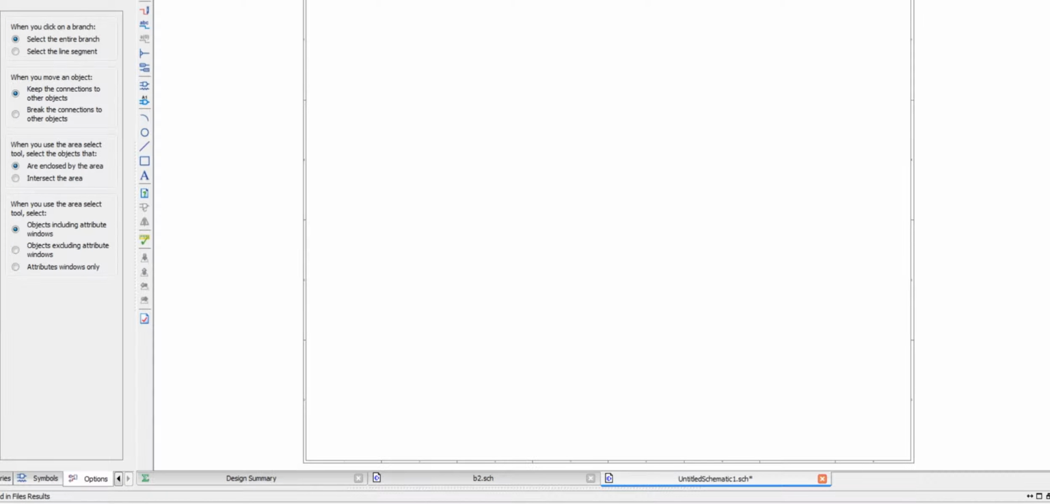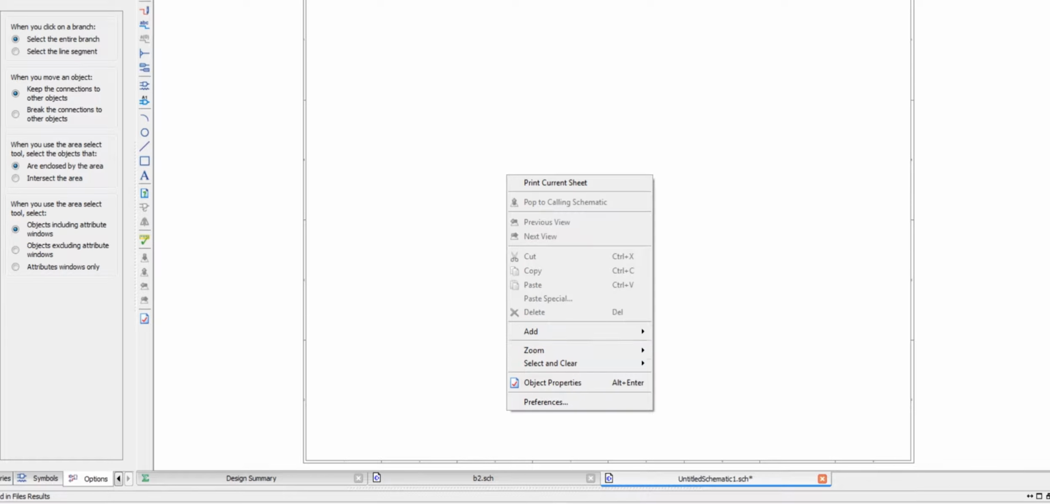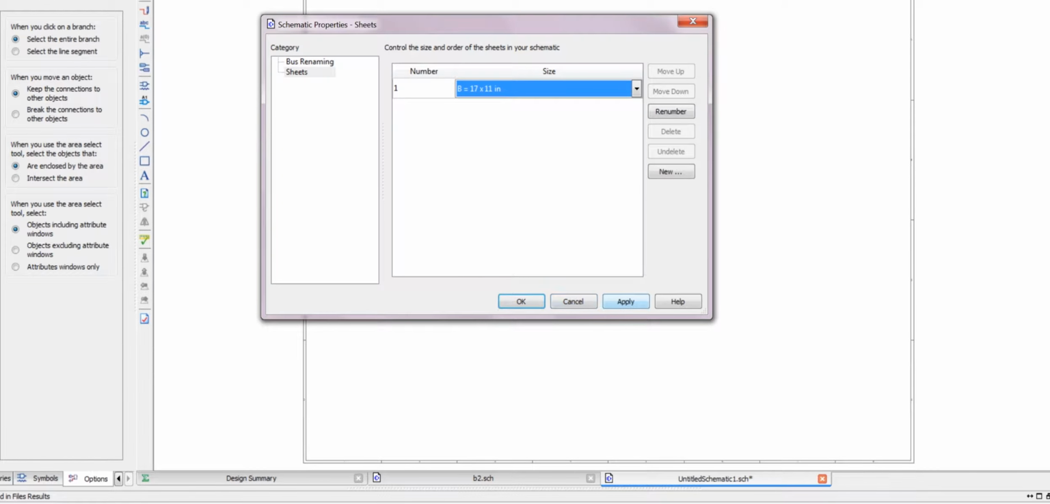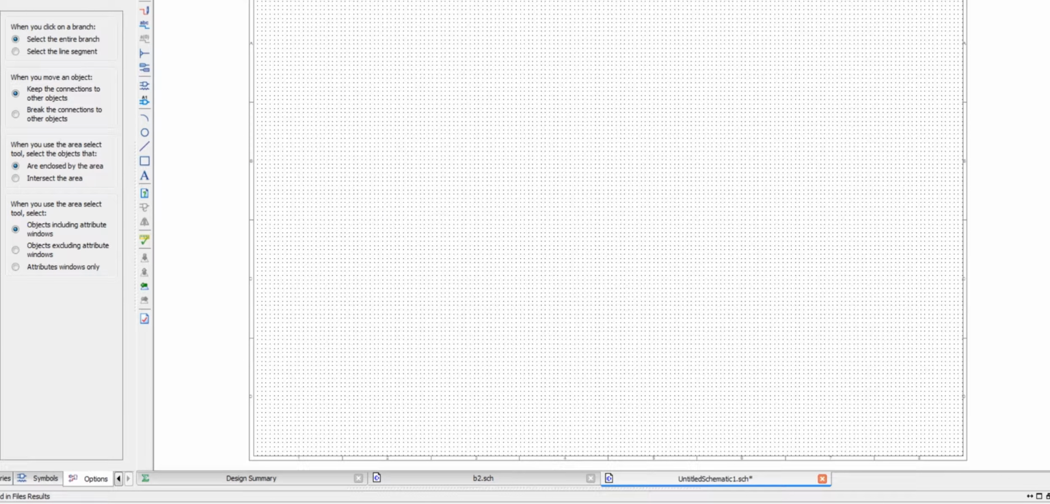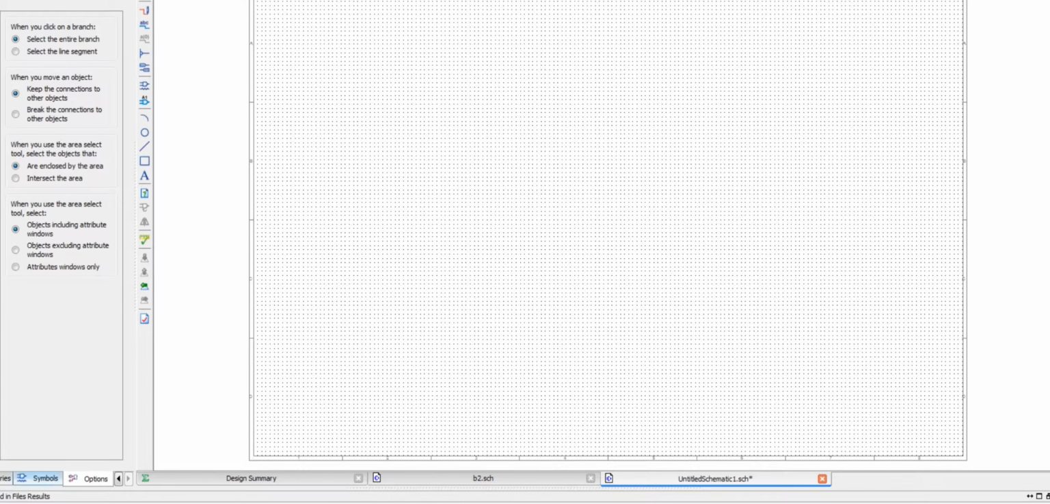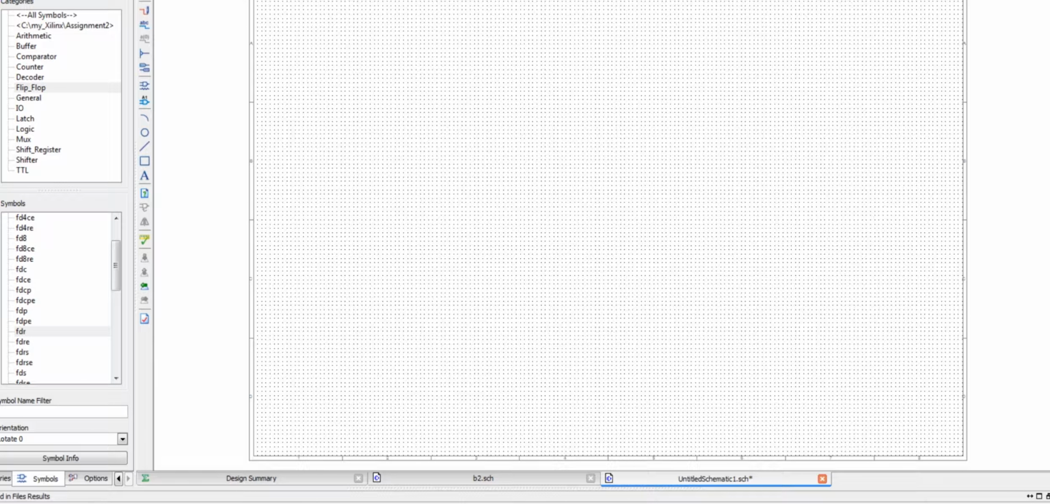In this video, we will see how we can draw our circuit diagram from these logic equations and how to actually build the circuit. Okay, the first thing we need is to draw our flip-flops. We have two flip-flops here, D1 and D2. So we go ahead and put our flip-flops in. Okay, this is the two flip-flops.